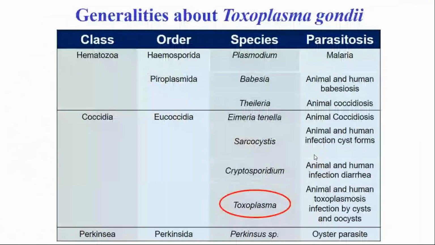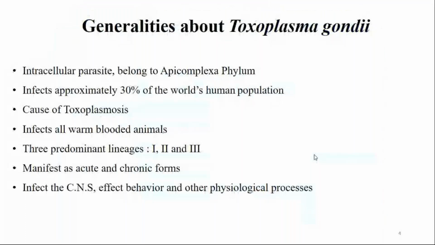First, I'll talk about the generalities about Toxoplasma gondii, a parasite. It's from the class Coccidia and the order Eucoccidia. It causes toxoplasmosis in animals and humans by infection by the cysts or the oocysts. It is an intracellular parasite. It belongs to the Apicomplexa phylum. It affects approximately 30% of the world's human population and it's the main cause of toxoplasmosis.